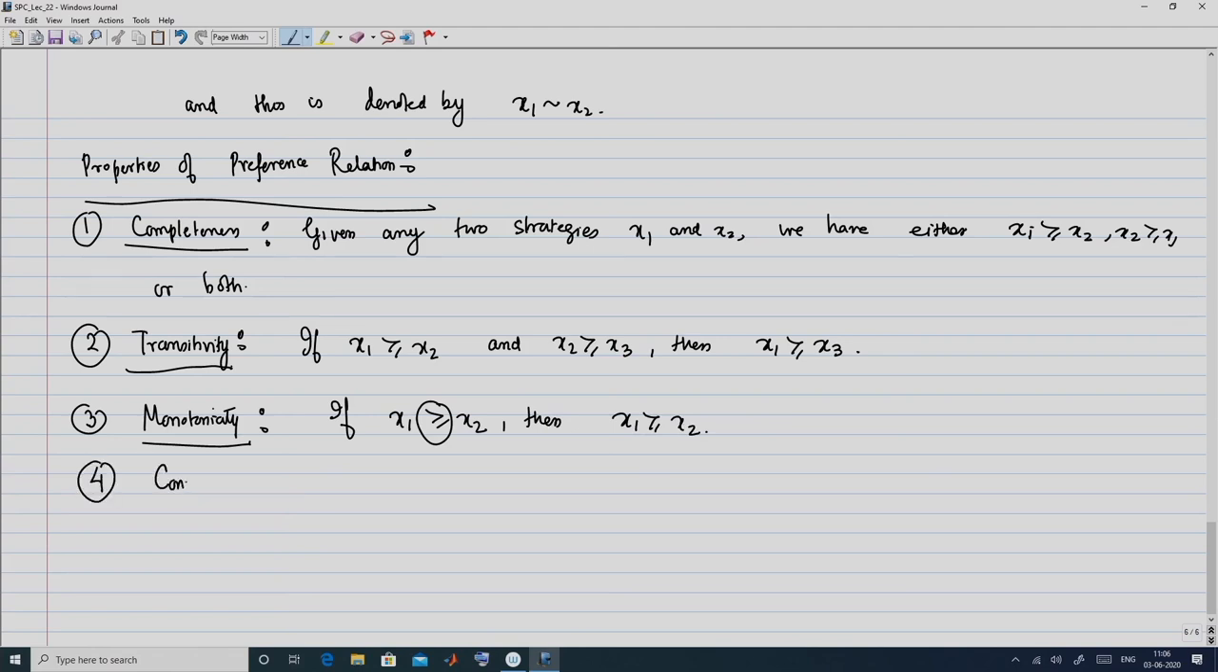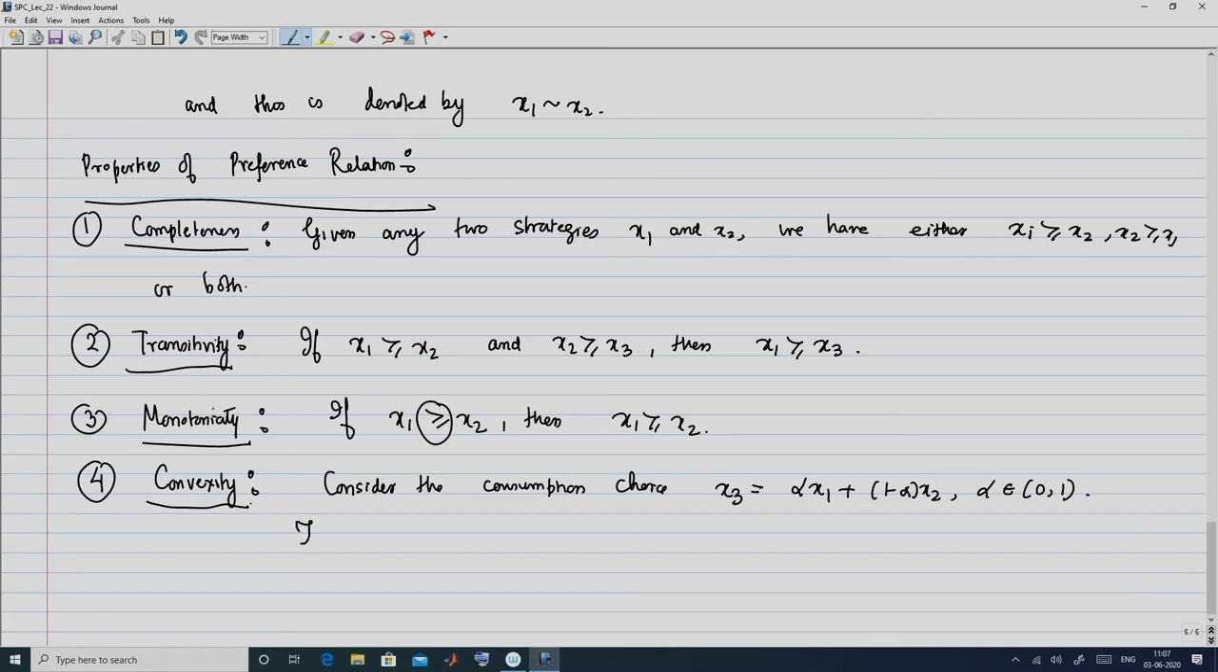And finally, we have the condition of convexity. In this case, we start off with 2 consumptions X1 and X2, and we consider the consumption choice X3, given by some linear combination alpha X1 plus 1 minus alpha X2. Of course, alpha strictly lies in the open interval 0, 1. Then we have X3 is preferred over X whenever X1 is preferred over X and X2 is preferred over X.